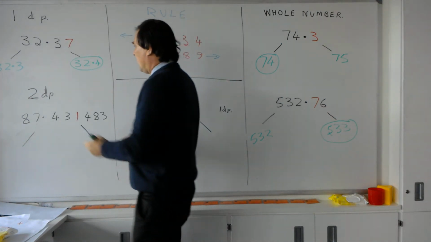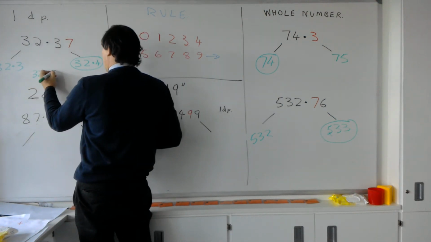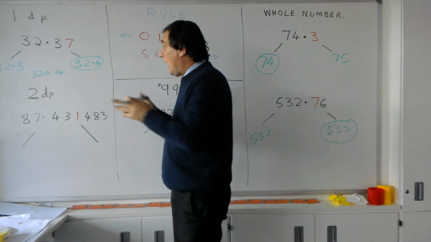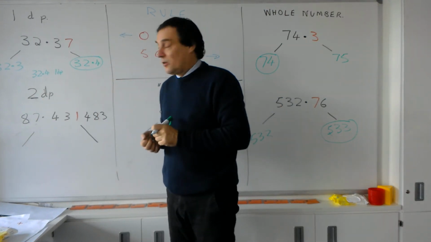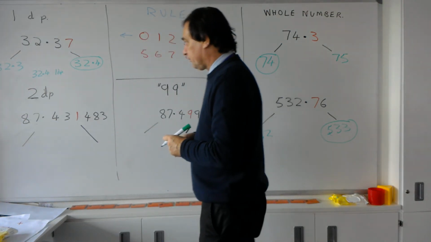When you're doing decimal places, sometimes you might want to write 32.4 as your answer to one decimal place. That will show how many decimal places you're writing your answer to at the end. And it's a nice way to round up a question.